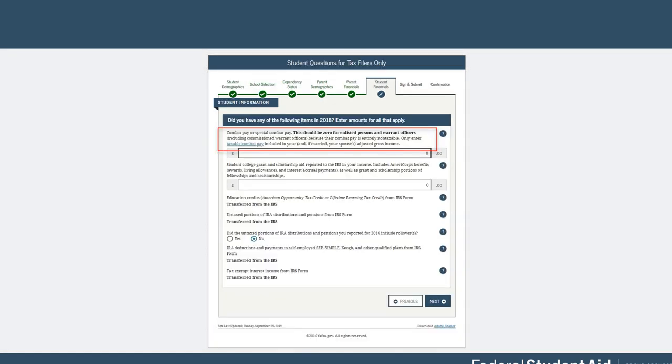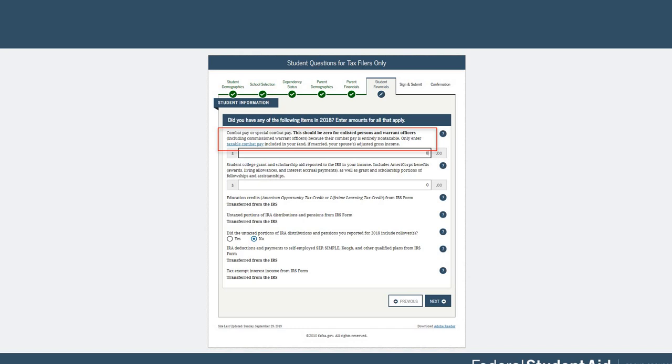Now, there are some things you have to answer here. Did you receive combat pay? Probably not. Student college grant and scholarship aid reported to the IRS. This is something that as a first year, as a high school senior going into college, you probably don't have any aid that you reported, but perhaps you will as you refile for your sophomore, junior, and senior years.